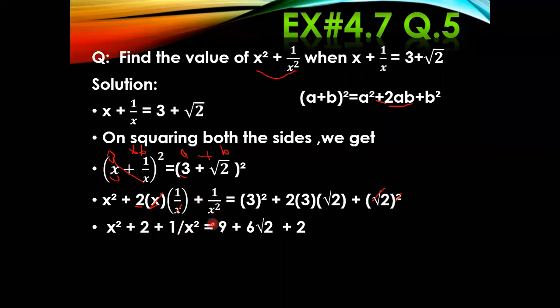Okay, then equal to, now we are moving to the right hand side. Now we are going to take the square of 3. How will we take the square of 3? Simply we will write 3 multiplied by 3. So it will be equal to 9. Okay, it will be equal to 9.